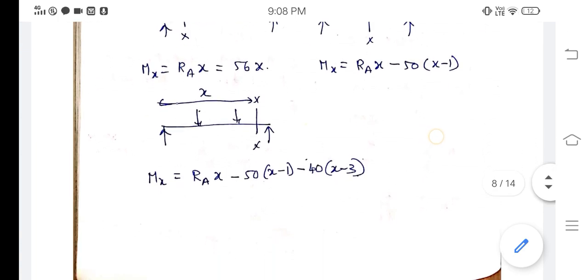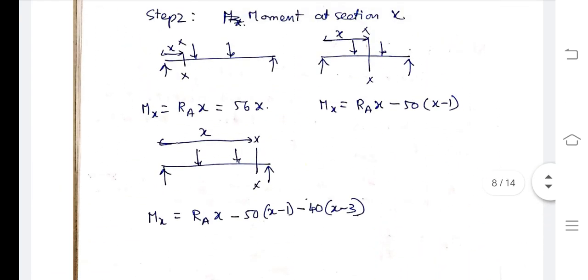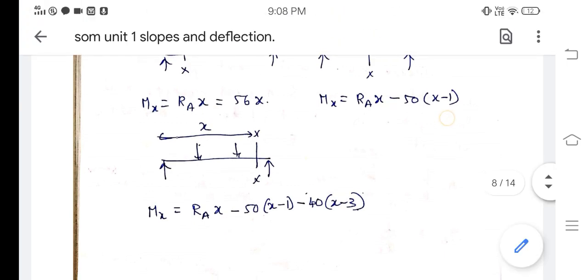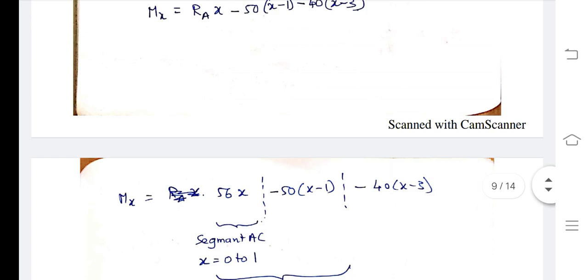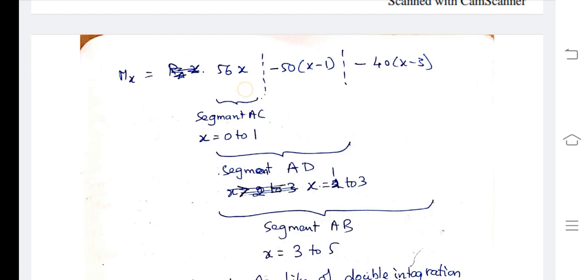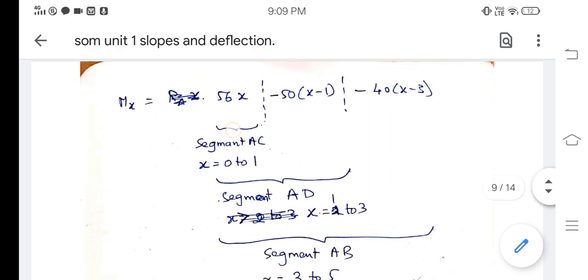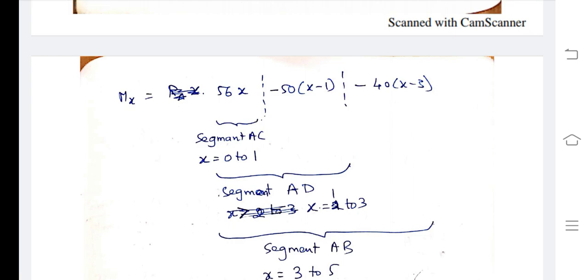These 3 moments should be written as a single equation. You can see that RA into X repeats the same in all 3, and minus 50 into X minus 1 is also repeated. The only change is that one extra term is coming. Combining these 3, MX is first 56 into X. This is for segment AC only, that is when X is equal to 0 to 1, you use only 56 into X. Then you draw a dotted line mentioning that it is the second segment.